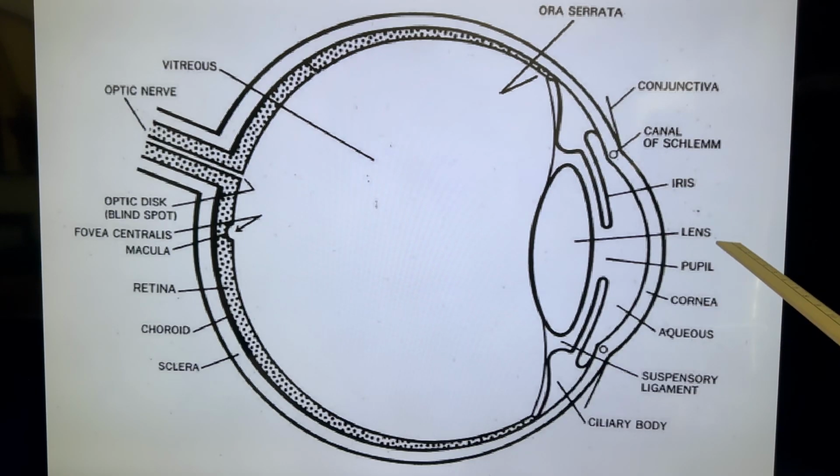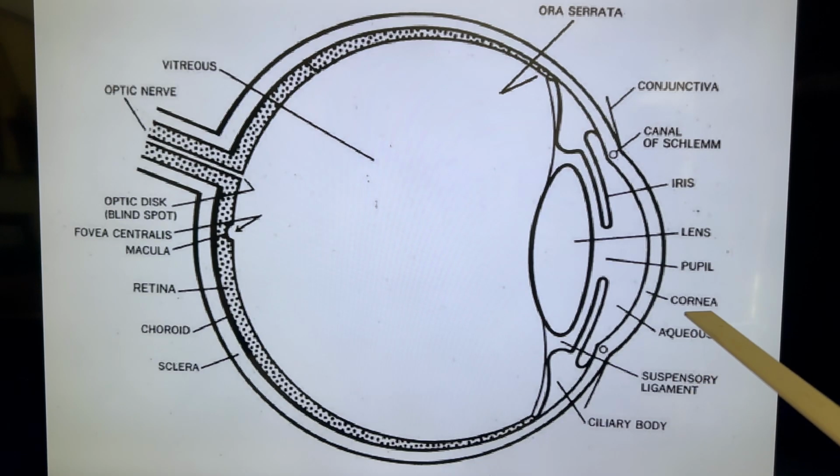Next on our diagram, we have the lens right here. And the lens is just that. It's a lens. It focuses light by changing its curvature. It flattens when focusing on near objects. Next, the pupil. Right here, the center of your eye. The pupil is interesting in that it's the one part of the eye that is actually the absence of a part. It's a hole that allows light to pass through it.